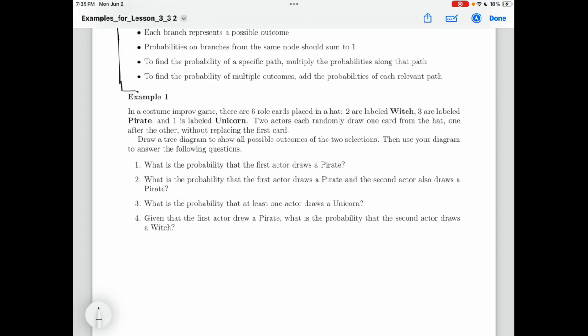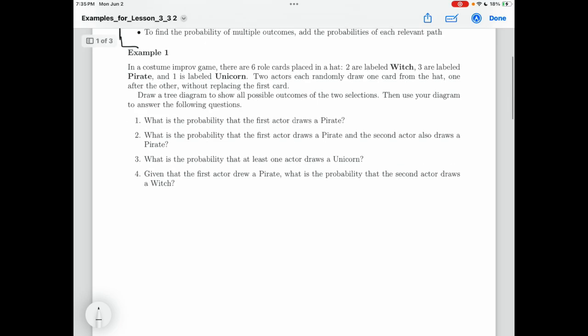So in example 1, we have a costume improv game. There are 6 role cards placed in a hat. 2 are labeled witch, 3 are labeled pirate, and 1 is labeled unicorn. We have 2 actors. Each randomly draws 1 card from the hat, one after the other, without replacing the first card. We're going to draw the tree diagram to show the possible outcomes of the 2 selections, and then we're going to use our diagram to answer the following questions.